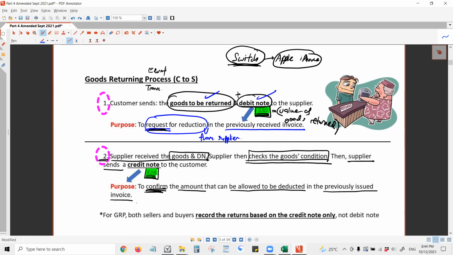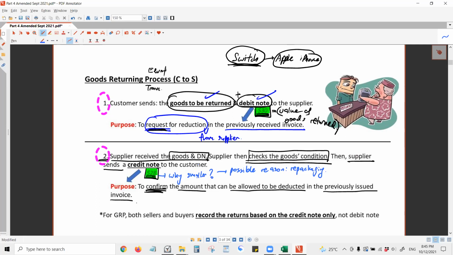So you may write down here, possible reason: repackaging. Okay, because the seller has to repackage it again to sell to other customers. Of course, repair first. If there's really a problem, repair the phone first, then repackage it, then sell to other customers. Logical, yeah. Okay, therefore you have a credit note.